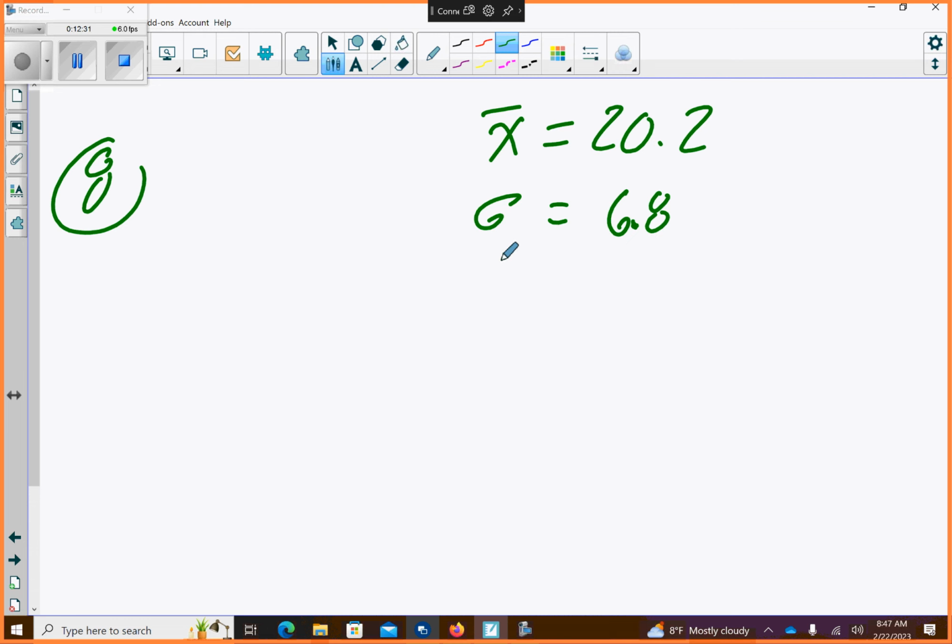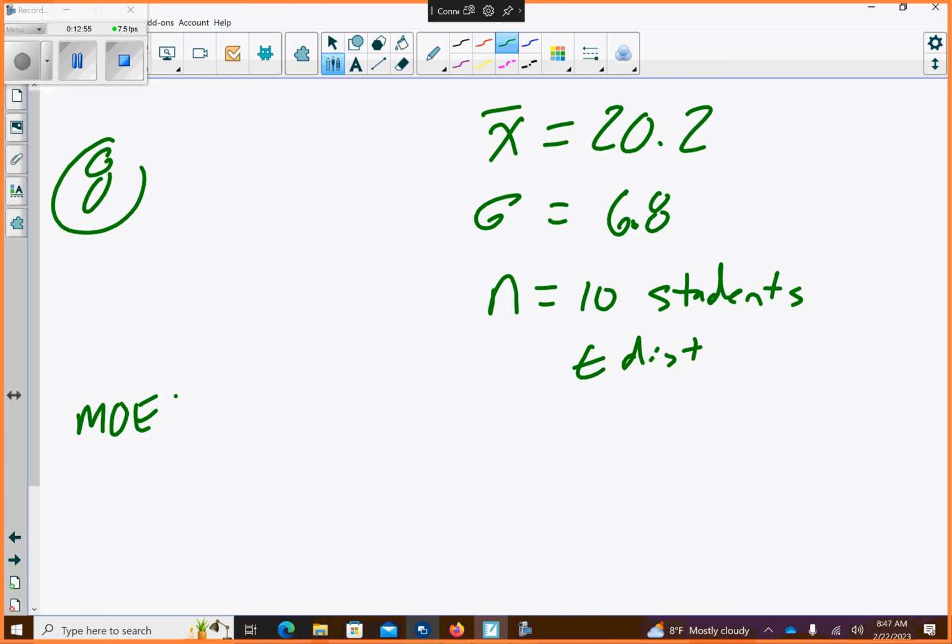Okay, and we have a sample this many students. Why is this going to be a t distribution and not a normal distribution, friends? Yep, our amount of people is less than 30, so this is going to be a t distribution. So our margin of error is going to be t star times the standard deviation over the square root of the sample size. Okay?